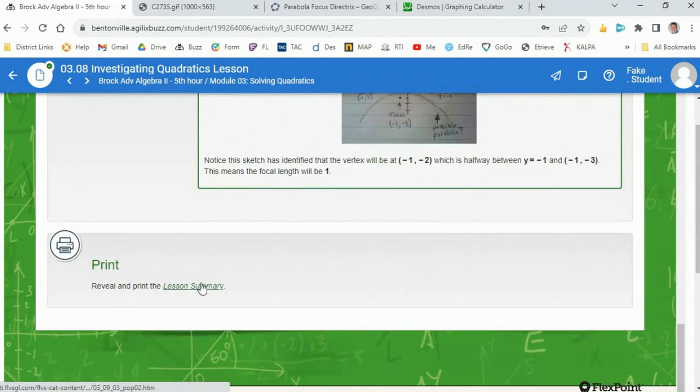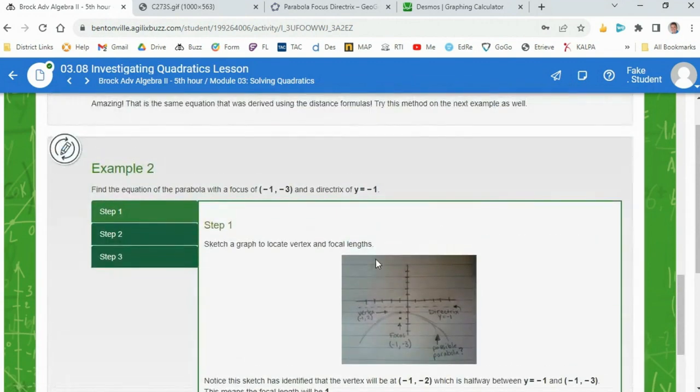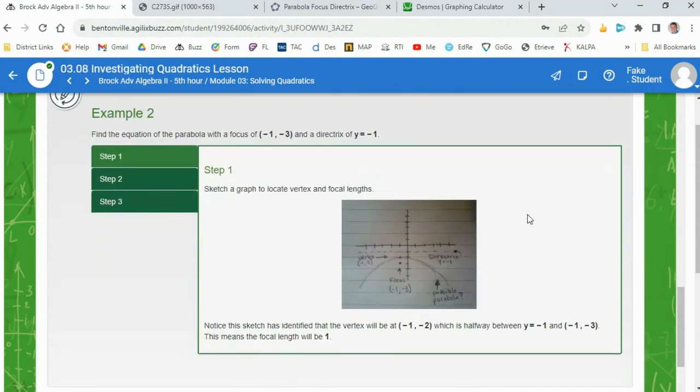See, we're at the lesson summary. That's all this whole lesson is. That's why we threw this in with the test this week. It's very short.